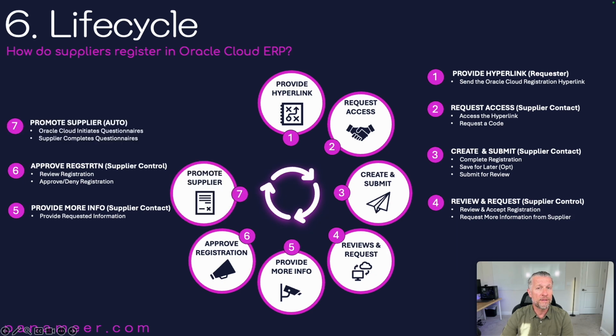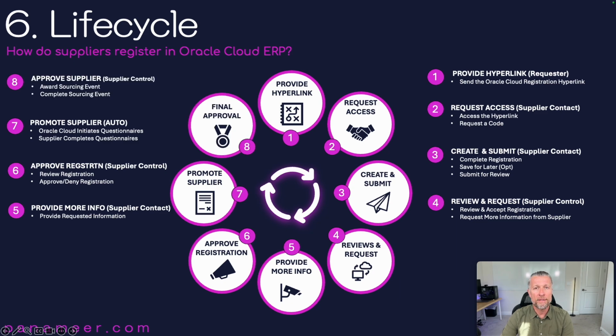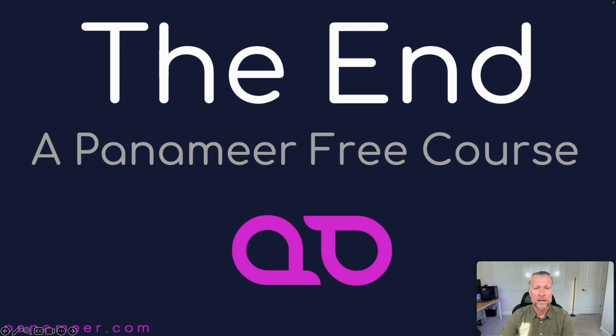If approved, then that supplier might be a bidder or prospective, so they would require a promotion to full-blown supplier, for which certain other questions and information could be solicited. And then finally, that spend authorized or promoted supplier would require a final approval. Okay, that's an introduction to the Oracle Cloud Supplier Registration application.